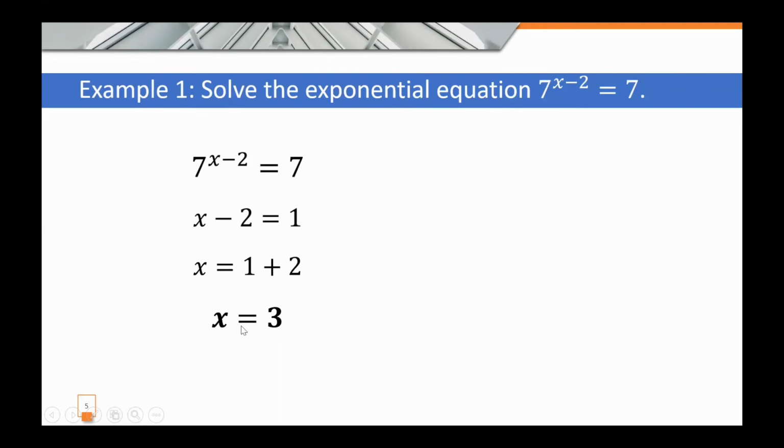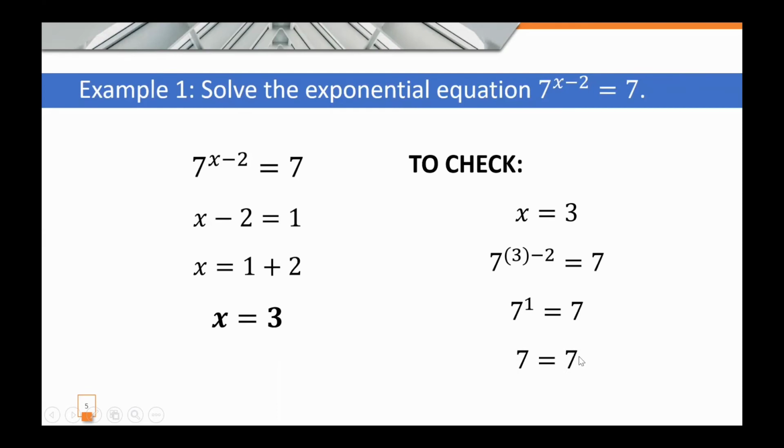To check whether the value of x is correct, let us first substitute 3 to the given exponential equation. 7 raised to 3 minus 2 equals 7. In the exponent, you have here 3 minus 2, that is 1. So on the left side of the equation, we have 7 raised to 1 equals 7. 7 raised to 1 is 7, and that is equal to 7. Therefore, x equals 3 is the solution in the given exponential equation. This one is correct.